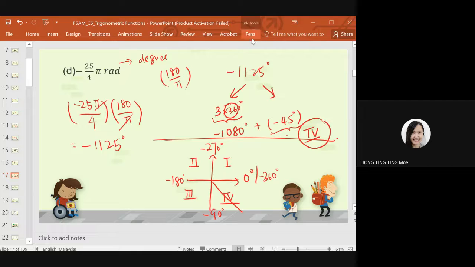Yeah, quadrant 4. Then you start to draw lah. Draw how many circle? Bulatan. Lukisan kena betul. Satu circle kurang pun tak boleh. Jadi, negative, downward. Okay, starting from downward. 1 circle, 2 circle, 3 circle. Sambung sampai sini. Kamu lukis cantik-cantik. So here is negative 1125 degree, or negative 25 over 4 pi radian.